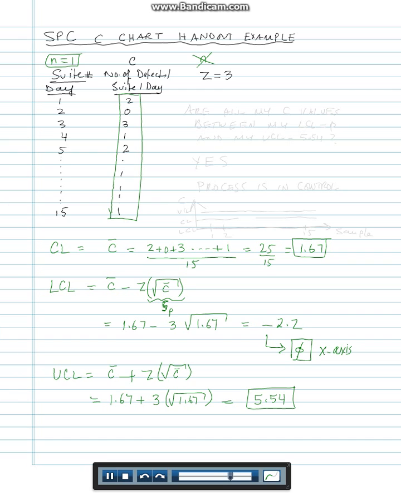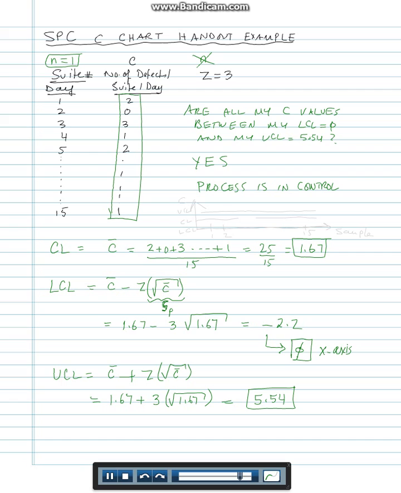So all I have to look at is, are all my C values between my LCL, which is 0, the x-axis, and my UCL, which is 5.54. I look at all these numbers and I see nothing greater than 5.54. So I say yes, then the process is in control.